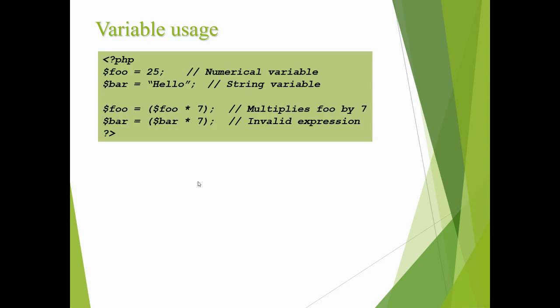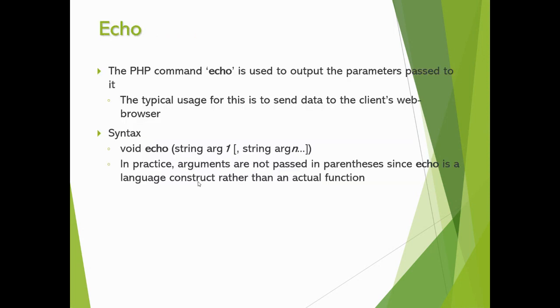Variable usage: you can assign a number. Here you can see the first line, the PHP is starting, and at the end you can see the PHP closing. Between this, you see the first line, foo equal to 25. That means a numeric value is assigned to it. As you can see, in PHP there is no data type required before assigning any value. If I have assigned 25 to foo, that means the foo variable is numeric. If I assign hello to bar, that means it will be a string variable. Moving to the next slide.